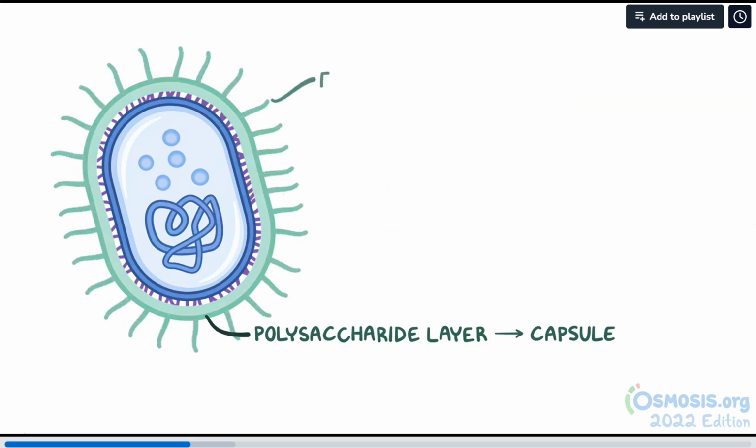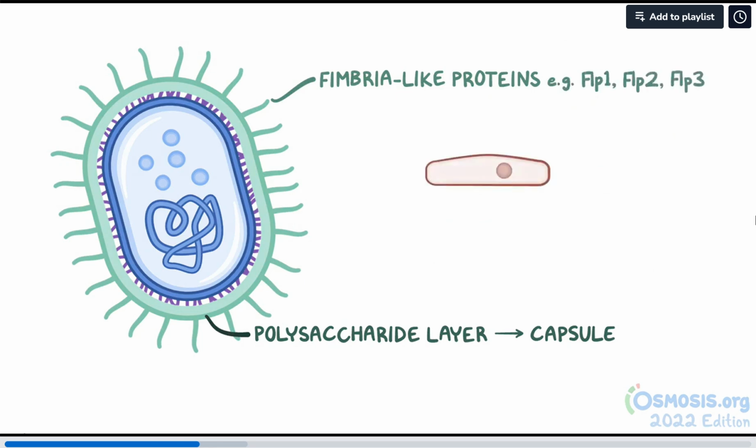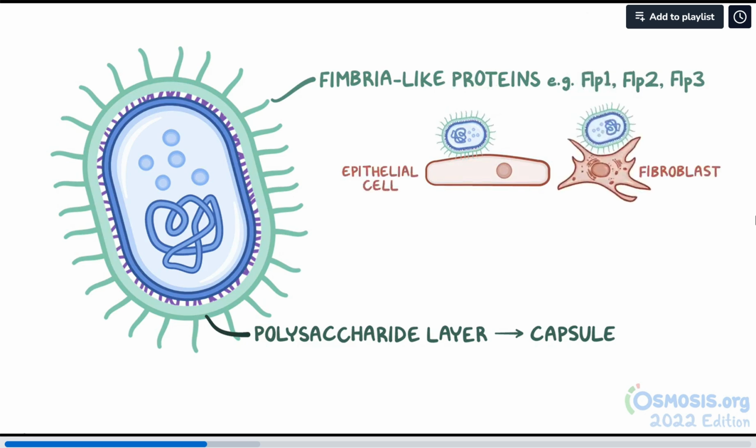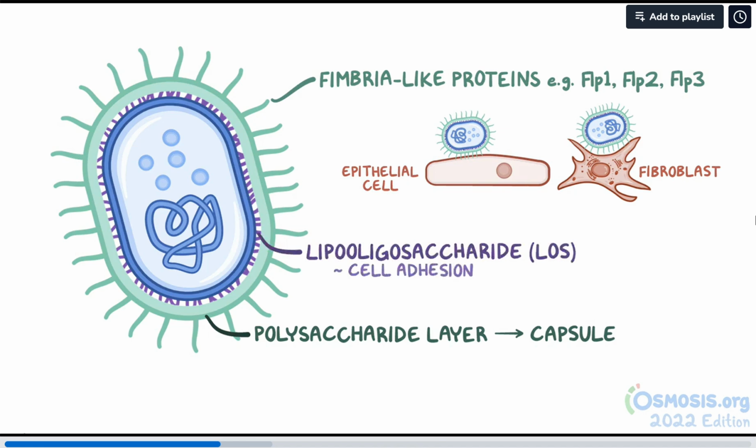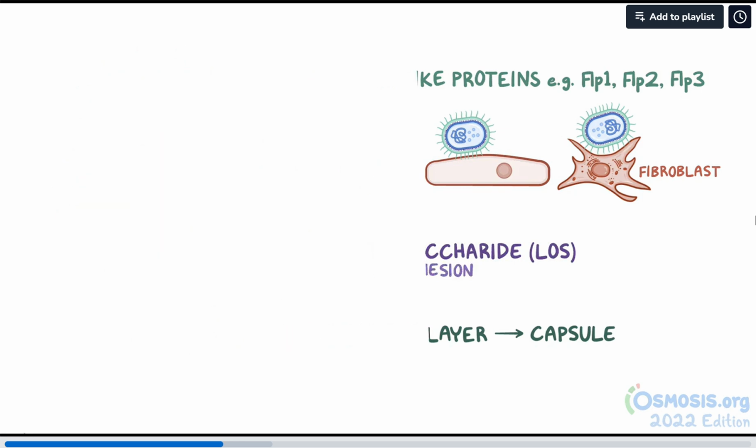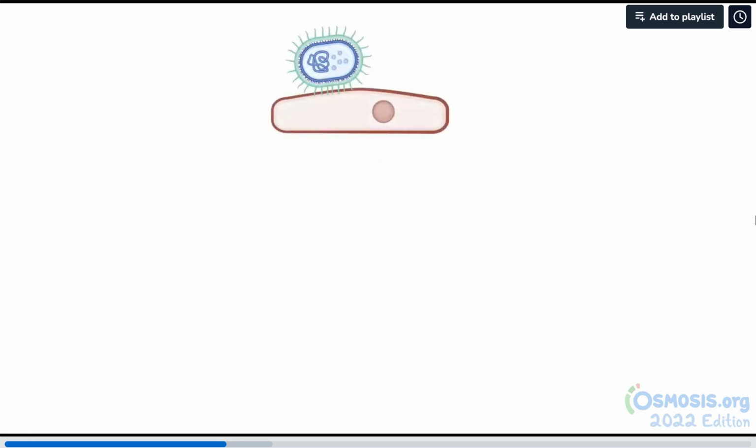On the capsule, there are fimbria-like proteins, such as FLP1, FLP2, and FLP3, and it uses them to attach to subcutaneous epithelial cells and fibroblasts. Underneath the capsule, there's an outer membrane which consists of lipo-oligosaccharide, or LOS, which is also involved in cell adhesion. After attachment, Haemophilus ducreyi makes epithelial cells secrete pro-inflammatory cytokines like IL-6 and IL-8.